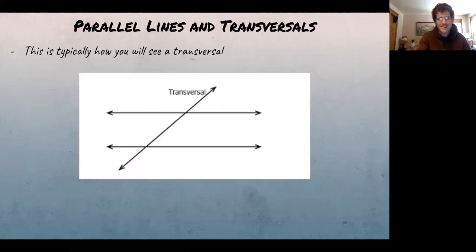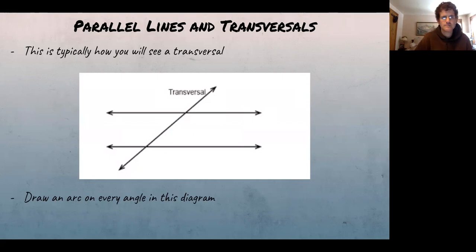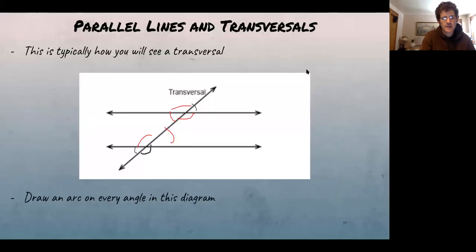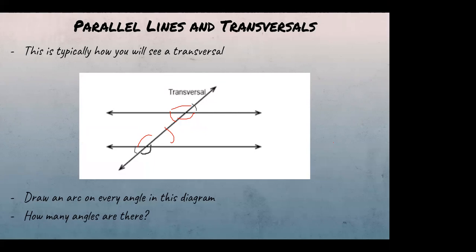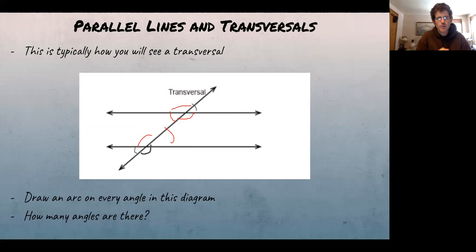All right, so in this diagram, I want you guys, and it can be a lot of people, to draw an arc on every angle you see in this diagram. So I was kind of counting as you guys were drawing that. How many angles are there in this diagram? 8. 8, yeah. And I think it's just important to realize that there are 8 angles there, because sometimes we can just get kind of tunnel vision on one particular part and not realize there's a lot of angles here.